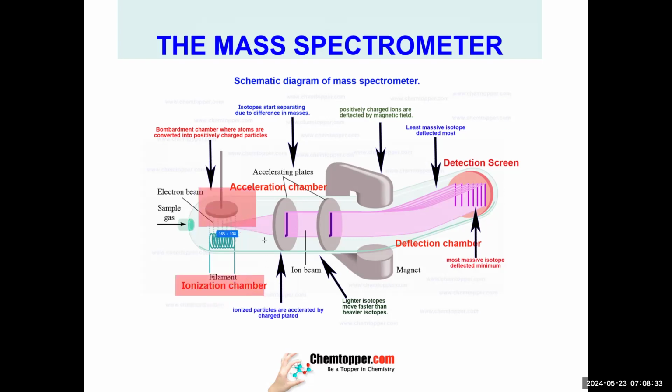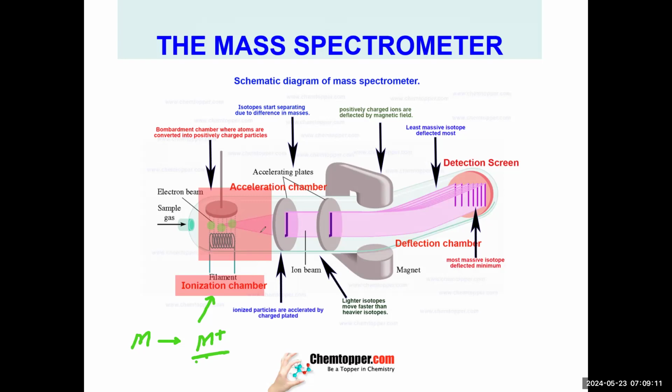Ionization chamber, this one. So what is happening to the sample? Whatever sample you have introduced, what is happening to that sample? That sample is bombarded by the beam of electrons, and this results in ionization of the element. So that's why it is called the ionization chamber. Your element will get ionized like this, right? So this is the ionization chamber.